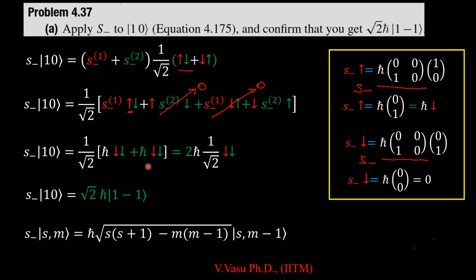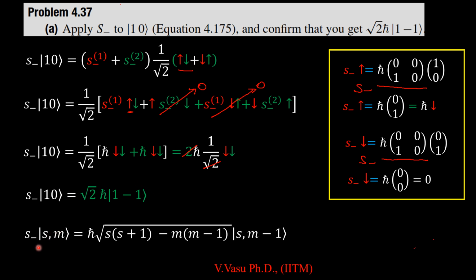So if you add these two, you will get 2 h-bar times 1 over square root of 2, spin down down. Now you can cancel the 2 and the square root of 2, and you will get square root of 2 h-bar, and both are down, that is the m state is minus 1. So this can be written as square root of 2 h-bar, ket 1 minus 1.